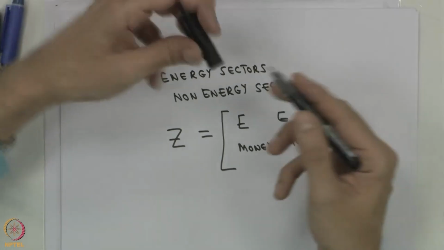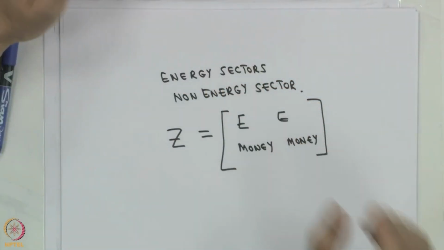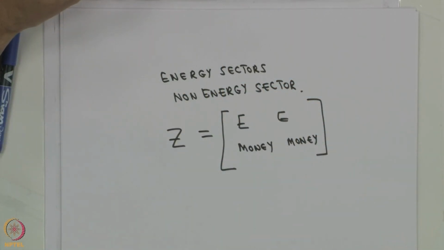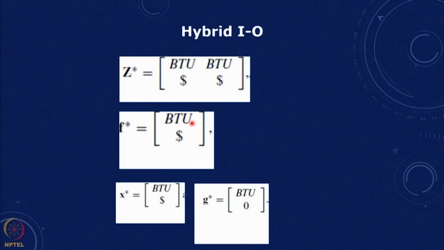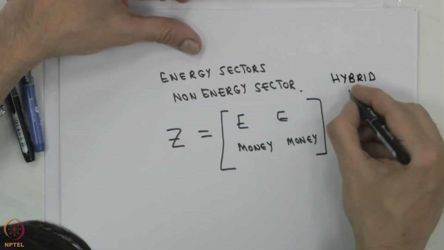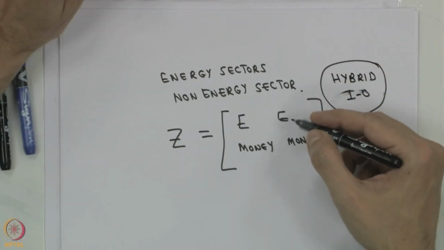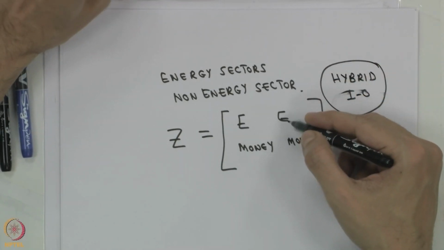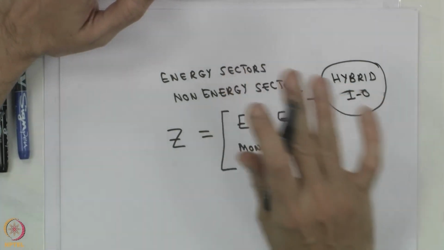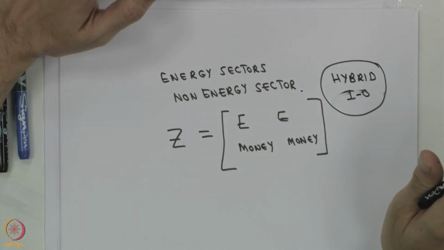In the Miller and Blair example, they have talked of it in terms of BTU, British thermal units, and dollars. So when we have this kind of thing, this is called a hybrid input output framework. Please remember, this is equivalent to the same thing. We can take the hybrid, the energy terms, multiply it by the price, and then convert it into the conventional input output table that we had seen earlier, which would be everything in money terms.